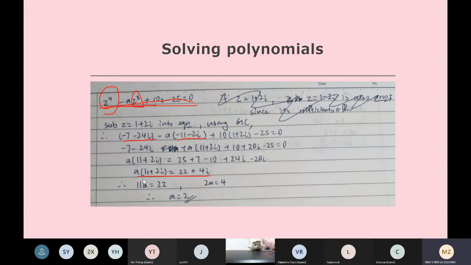Alright, so we reduce it all the way down to this. And then from here, like what Lizard has already said, you're gonna do comparing coefficients and compare the imaginary to the imaginary and the real to the real, which will both give you a equals to 2, easy. Next.